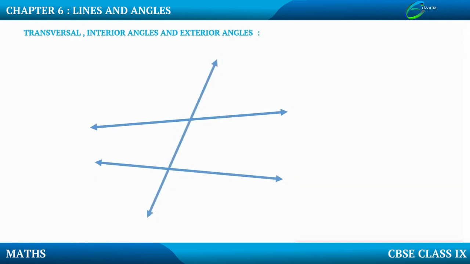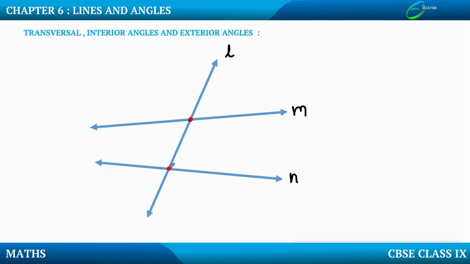So such a line which falls on two straight lines and intersects them in two distinct points is called a transversal. So if you observe this properly, this is line L over here, let me say. So this line L can be called a transversal because line L intersects line M and line N in two distinct points.